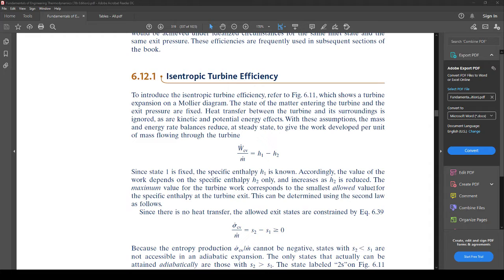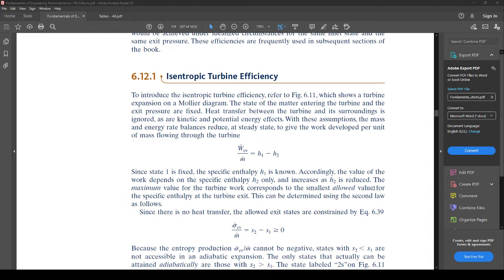So it says, to introduce the isentropic turbine efficiency, refer to figure 6.11, which shows a turbine expansion on a Mollier diagram. I will not go to a Mollier diagram because it's not really complicated, but it's kind of hard to read, and you don't really get much out of it. So we're not worried about that. I'll show it at the end, maybe. And it says, the state of matter entering the turbine and the exit pressure are fixed.